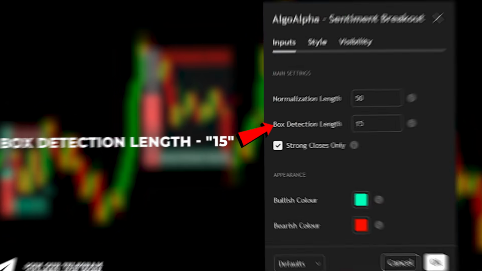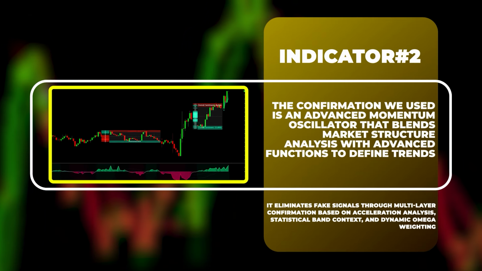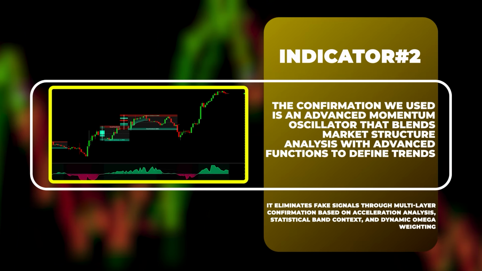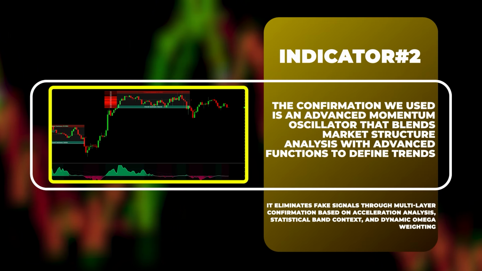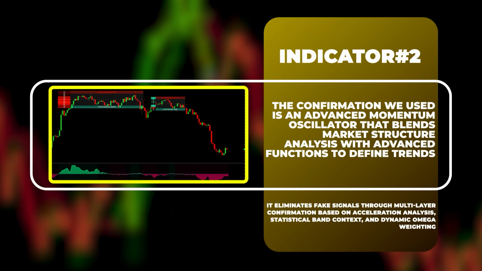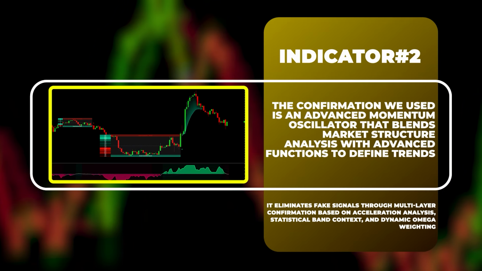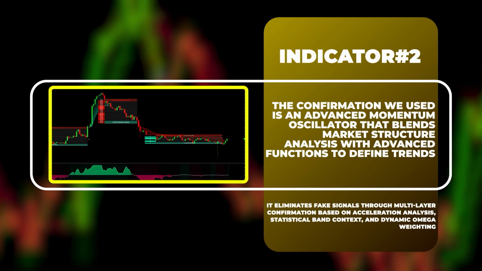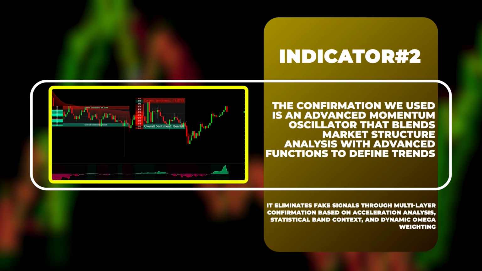Change it to 15. Now, we're going to improve the performance even more by adding a secret trading filter. The confirmation we used is an advanced momentum oscillator that blends fractal market structure analysis with adaptive volatility weighting and multi-derivative calculations to pinpoint high-probability trend reversals and continuation patterns. It eliminates fake signals during consolidation through multi-layer confirmation based on acceleration analysis, statistical band context, and dynamic omega weighting, all without relying on divergence detection.